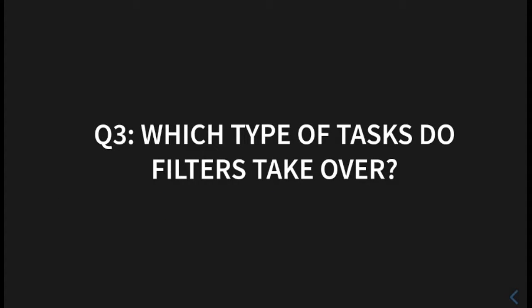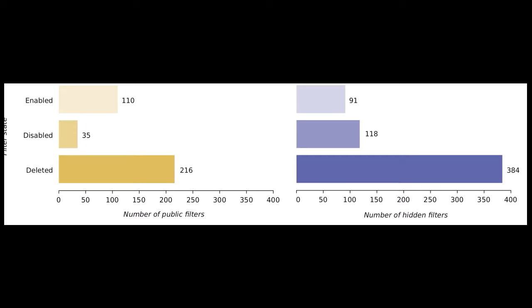Which types of tasks do filters take over? On this diagram we see all public and hidden filters respectively. And we can see that the numbers of the enabled filters are quite similar for both groups. But there are way more disabled and deleted hidden filters, which signals that public filters on the whole target general patterns, whereas hidden filters target specific cases of more or less grave vandalism and are disabled as soon as a particular wave of this ebbs away.